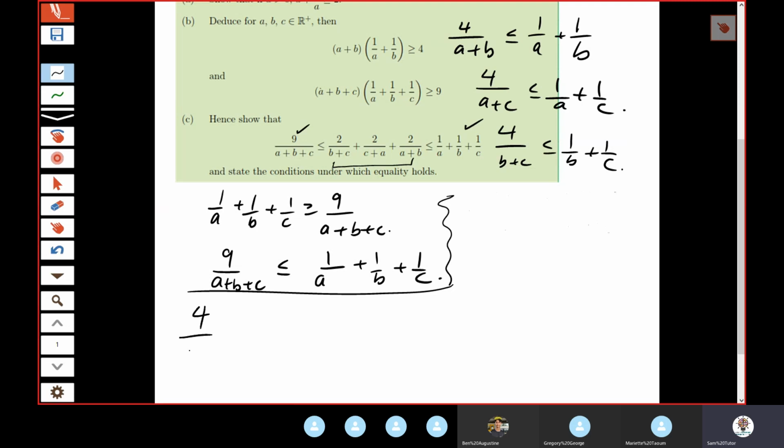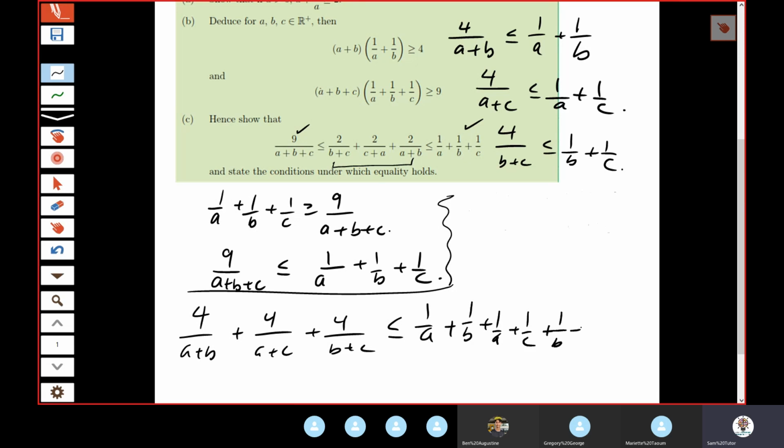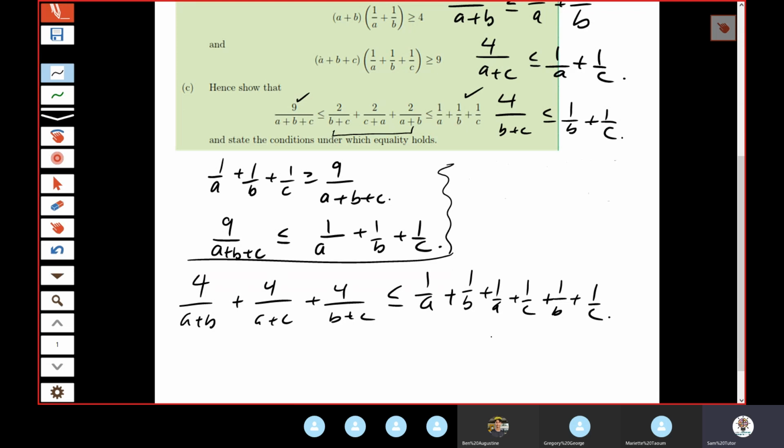I'm going to get 4 on A plus B plus 4 on A plus C plus 4 on B plus C is less than or equal to 1 on A plus 1 on B plus 1 on A plus 1 on C plus 1 on B plus 1 on C. Does anyone feel like they know what I'm going to do next? Or what they see? Or how I'm going to get this 2 out from this right-hand side?